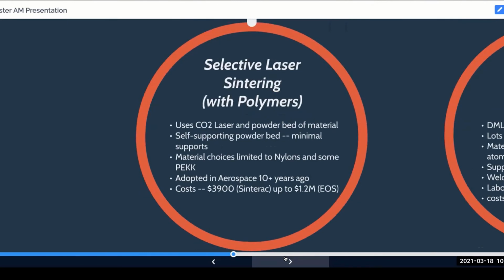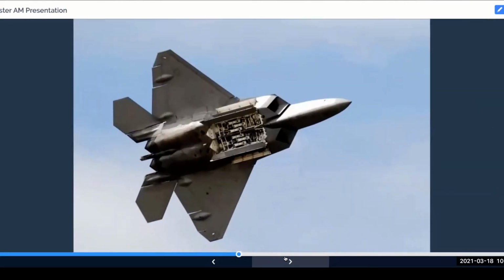So unlike SLA, which has this lovely laser-based thing that's using resins, resins are approximating material properties. They're not as good as the traditional polymers. Here, we're actually using the traditional polymers or metals. Really expensive technology, even still to this day.